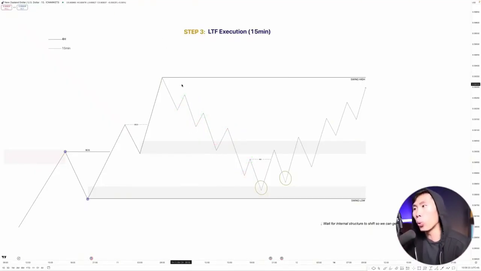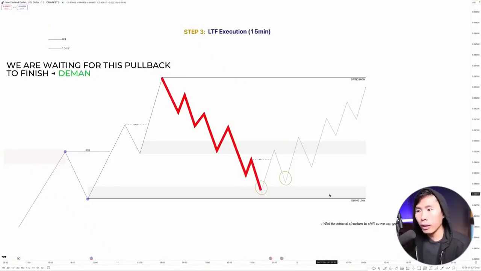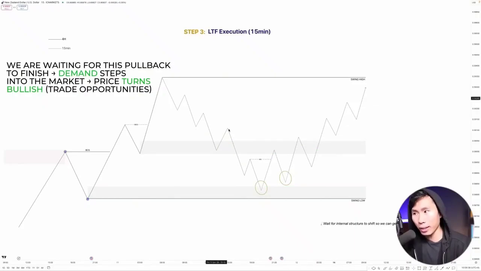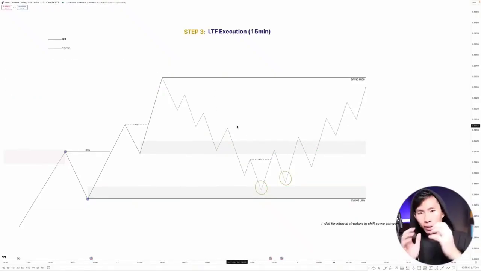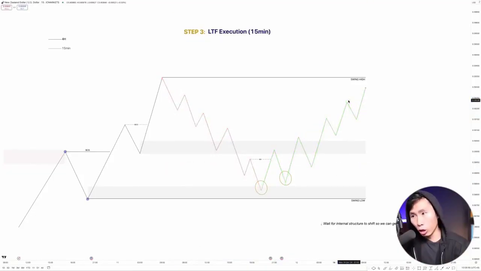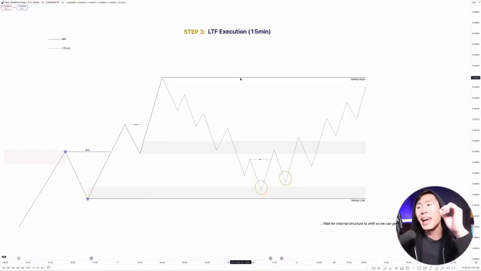And like I said, we want to wait for this pullback to be over, for demand to step into the market and overwhelm the sellers, the supply that we have right here. That is when we know that right now the internal structure, the lower time frame structure, has shifted from bearish to bullish, and the lower time frame trend is aligned with our higher time frame trend, and this is when we are able to capitalize on those high probability trade setups.